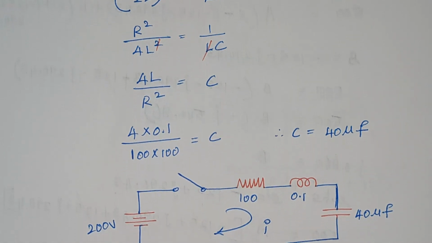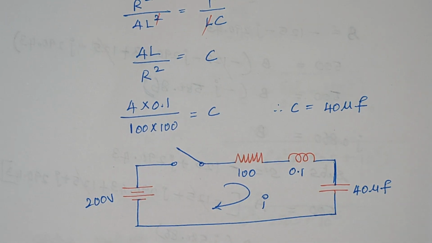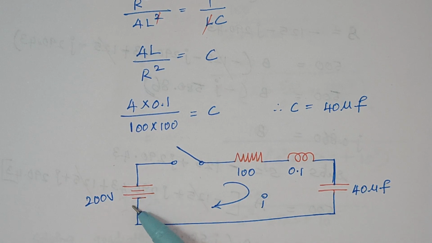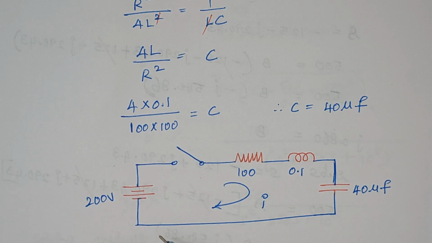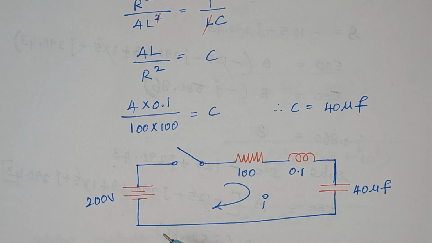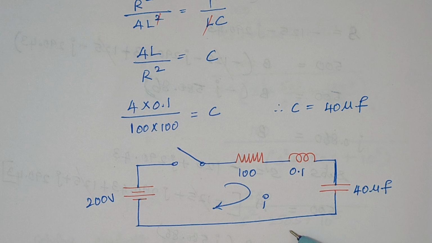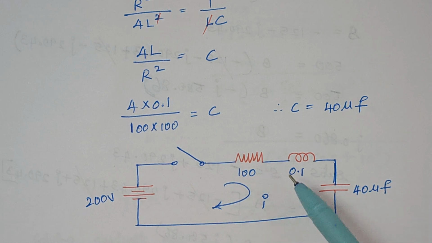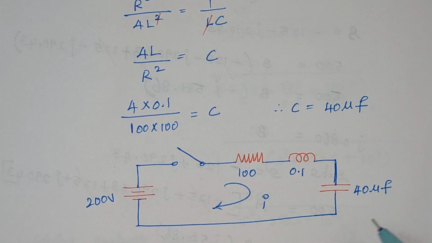So here, this is our series RLC circuit diagram, right? I is the current that flows through the circuit and 200 volt is the source voltage. When you apply KVL, sum of voltage drop is equal to sum of voltage rise. So in this circuit, what is the voltage rise? 200 volt is the voltage rise, and the respective voltage drops occur across your resistor, your inductor and your capacitor.